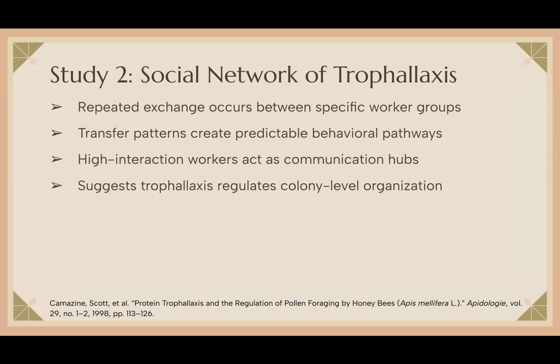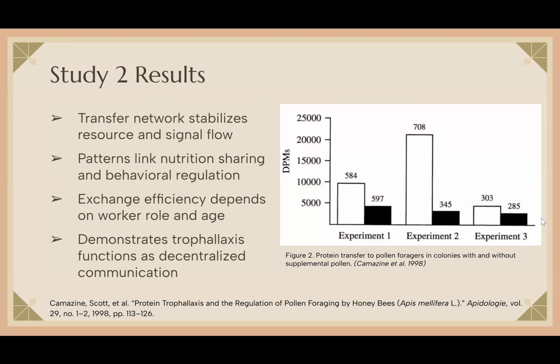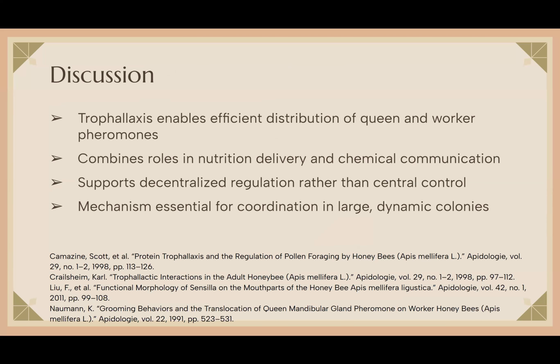Research found that trophallaxis patterns aren't random. Certain bees act as hubs, meaning that they interact more frequently and play a larger role in distributing resources and signals. The study found that worker age and role influence how efficiently the network spreads resources and pheromones. The patterns formed through trophallaxis help regulate both nutrition and communication, showing that these networks provide decentralized control rather than top-down hierarchy.